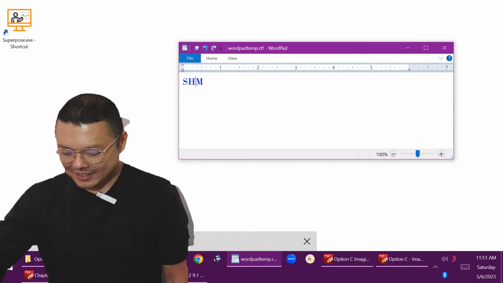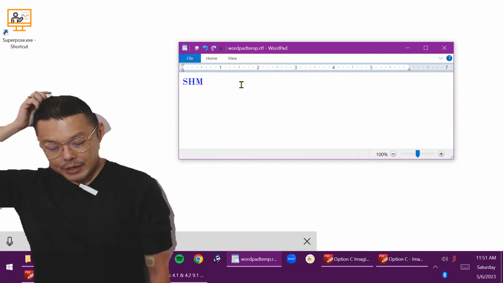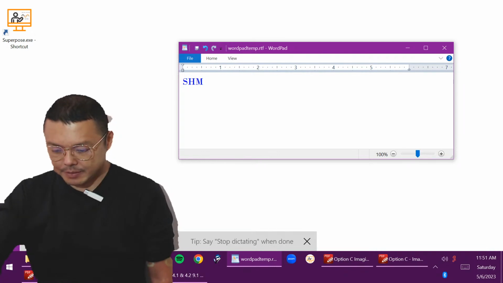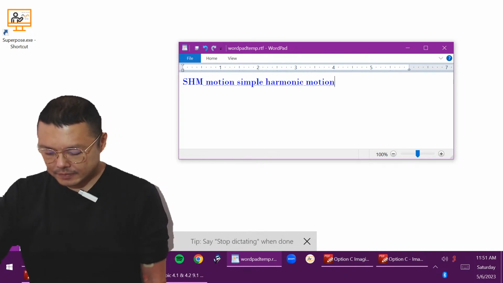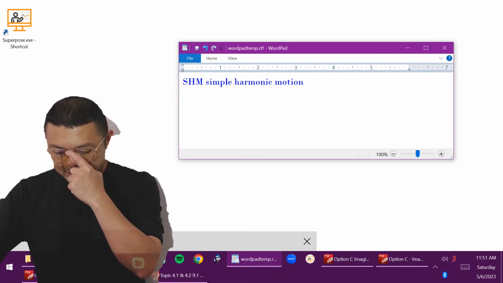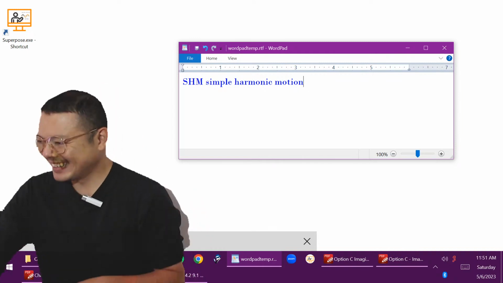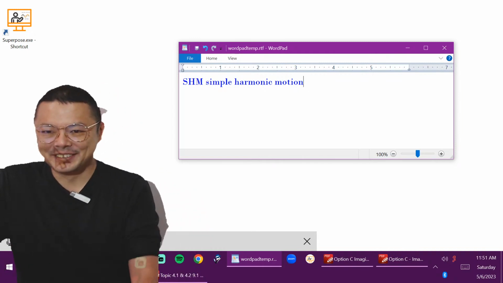Okay, SHM, simple harmonic motion. It's called simple harmonic motion. So that's the short form for SHM. I don't have to write anymore. I can just dictate my way through everything.